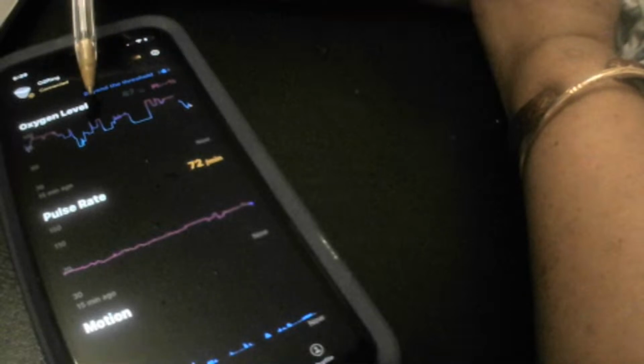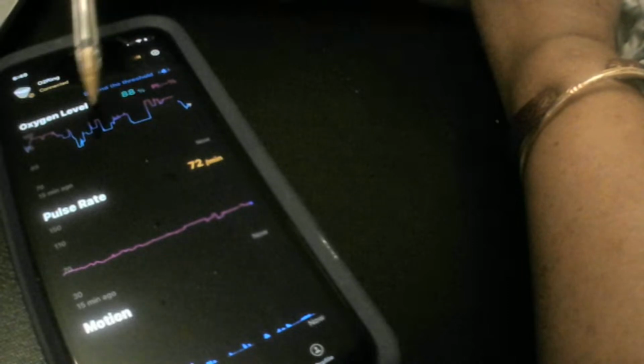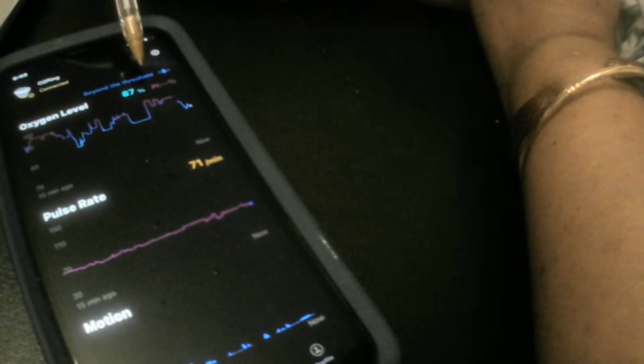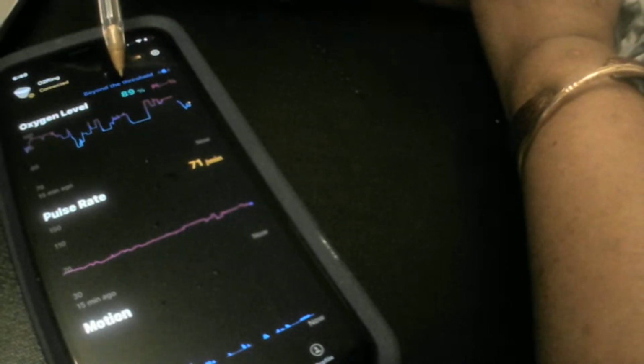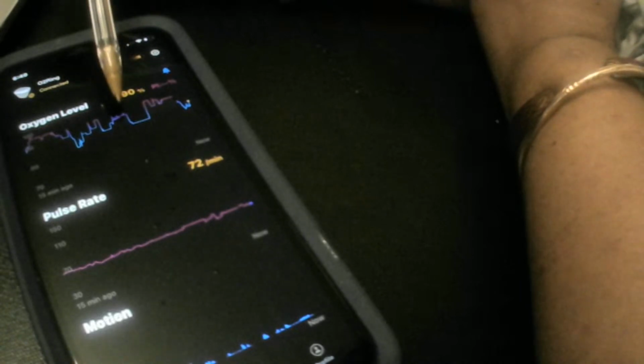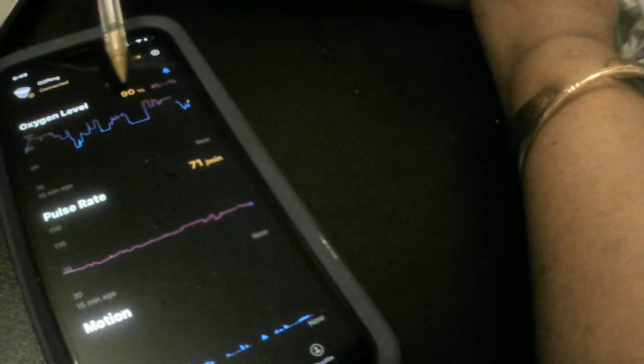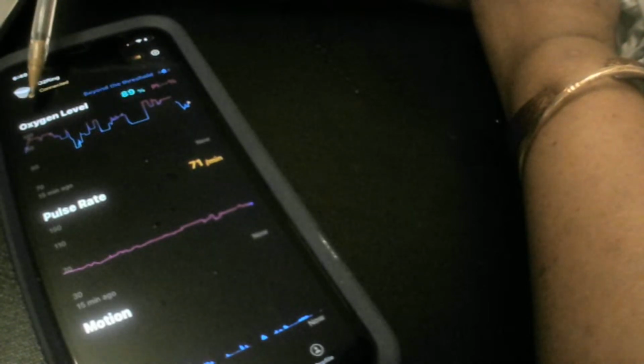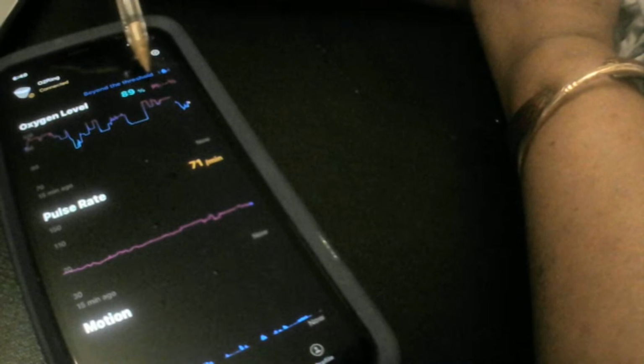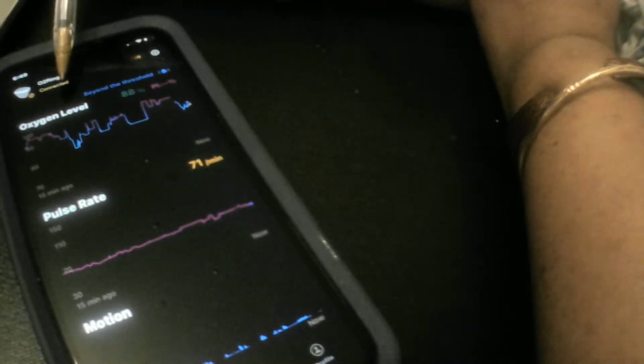But this is dropping and just coming back up. Dropping and coming back up. And here it went down for quite a bit. See the flat bottom? It also starves your body, the organs, of oxygen, because this level of oxygen is detrimental, basically.